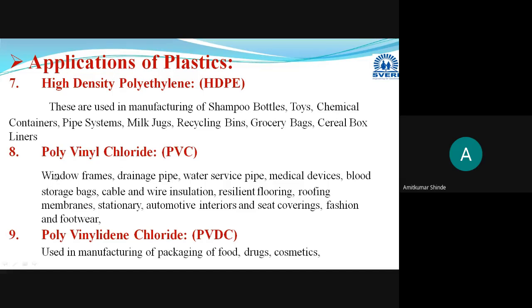Then other important applications of polyvinyl chloride: window frames are manufactured, then drainage pipes and water service pipes, which I have already told you. Then some medical devices, like the syringe. Nowadays the syringe is used when you are feeling very weak and a glucose bottle is given through the syringe. That syringe is made from PVC material, polyvinyl chloride. Then blood is stored in PVC bags only, the blood storage bags.